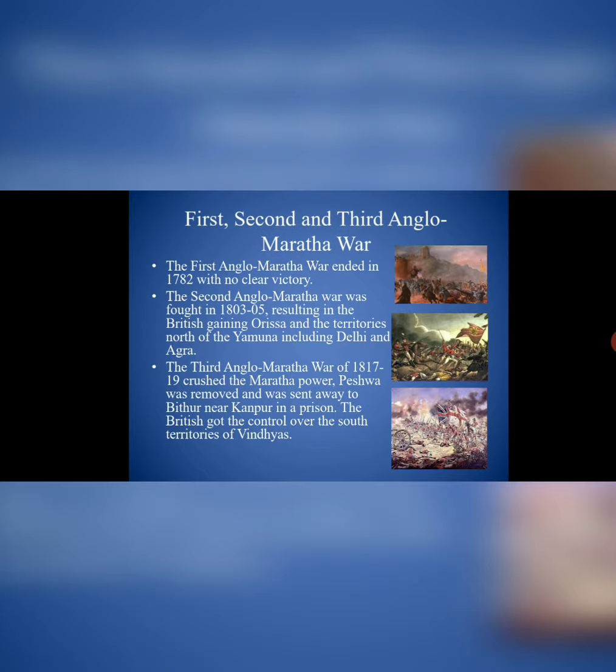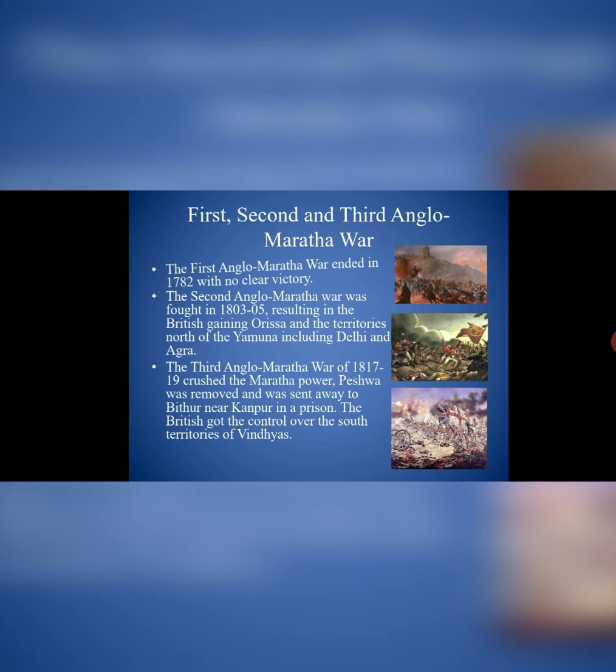First, Second, and Third Anglo-Maratha War. The First Anglo-Maratha War ended in 1782 with no clear victory. The Second Anglo-Maratha War was fought in 1803 to 1805, resulting in the British gaining Orissa and the territories of north of the Yamuna, including Delhi and Agra. The Third Anglo-Maratha War of 1817 to 1819 crushed the Maratha power.